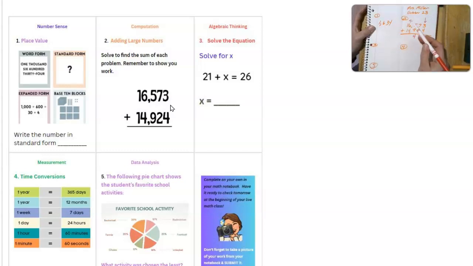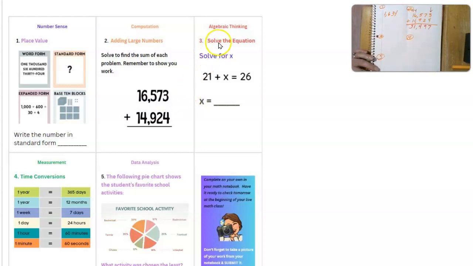So now I have 6 plus 4. Then I have to add this extra 1 up here. So 6 plus 4 is 10, plus 1 more is 11. I'll have to bring the tens place up here to add on to my 10,000s place. So then 1 plus 1 plus 1, 31,497.